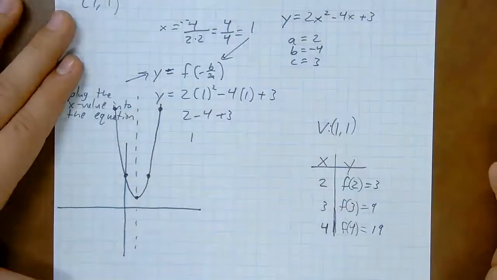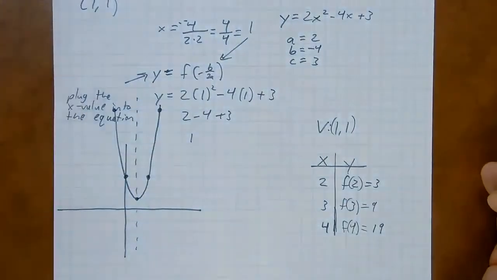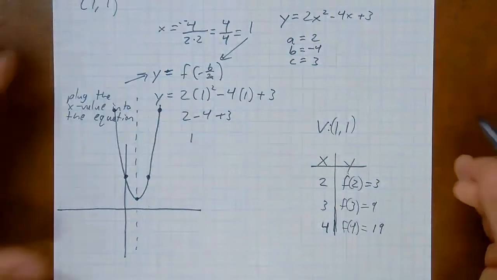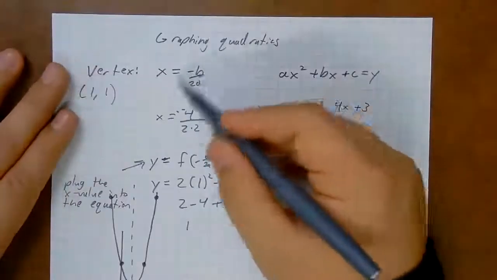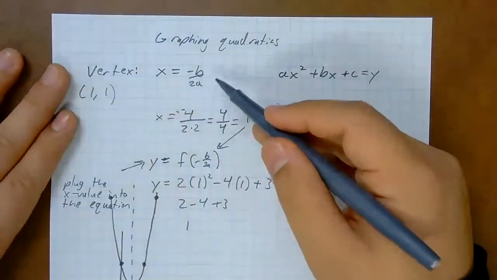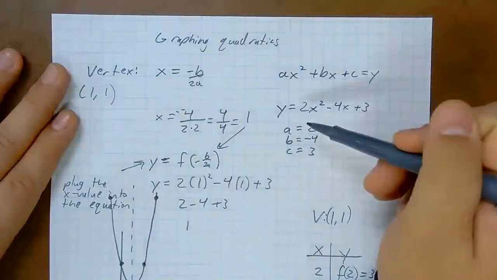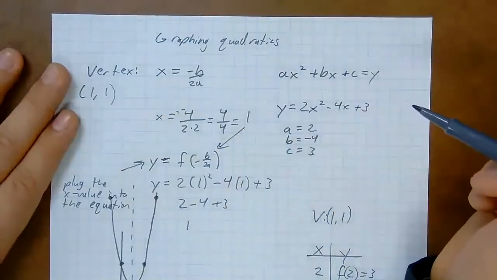And we have a parabola. Okay, I threw a lot of information at you. We're going to do another example together. The big things we need to know are finding the x and y values: negative b over 2a, and plugging that value back into the equation. I guess we need to know a, b, and c as well in order to do this.